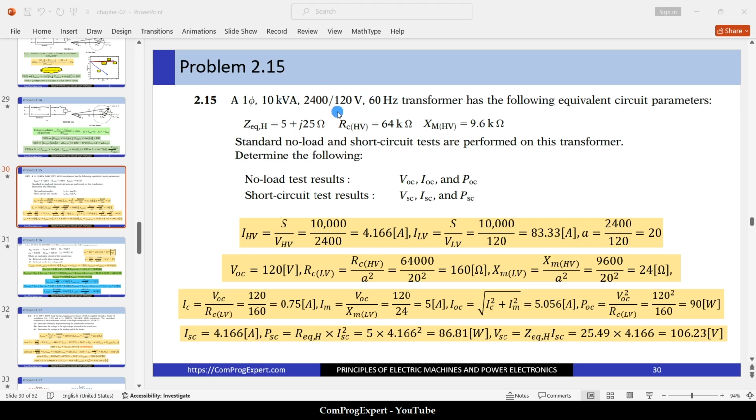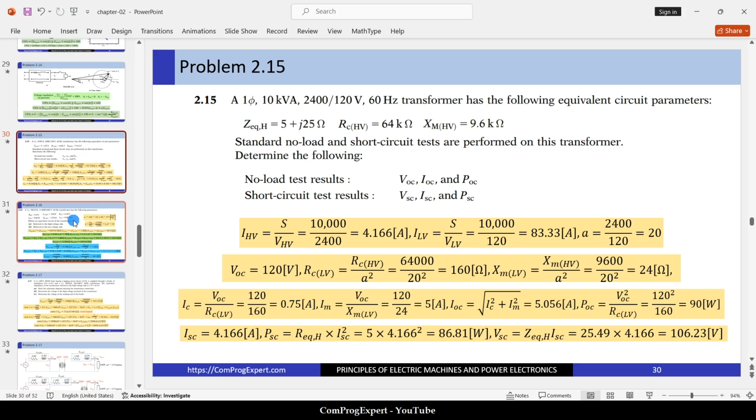So we calculated these parameters knowing the equivalent circuit parameters of the transformer and rated values: rated voltage, rated currents, and the rated power. Okay, so let's go for the next problem.